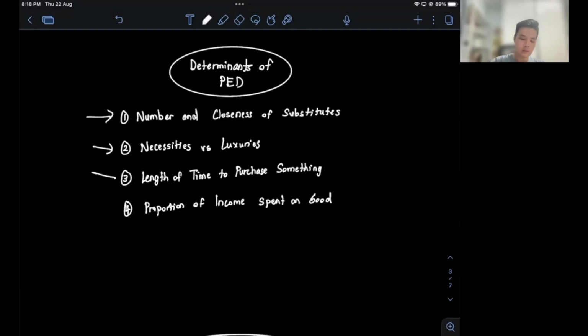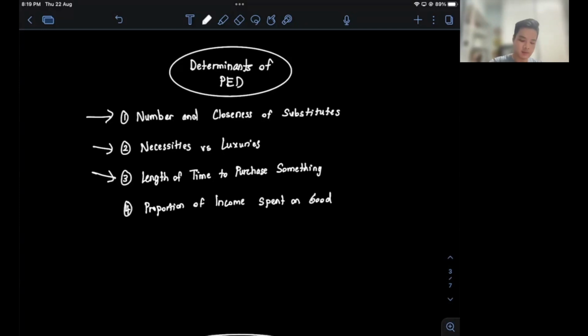The third determinant of PED would be the length of time to purchase something. So you are considering between a longer time frame before you make a purchase versus a shorter time frame before you make a purchase. Usually, naturally, if you wait longer to buy something, demand is more elastic. Think about it. Imagine if you purchase something on Amazon and you leave it in your cart while you think about it, you'll find that the longer you wait, you'll be a bit more responsive to changes in its price because now you can compare its price with other websites or wait for discounts before you make the purchase.